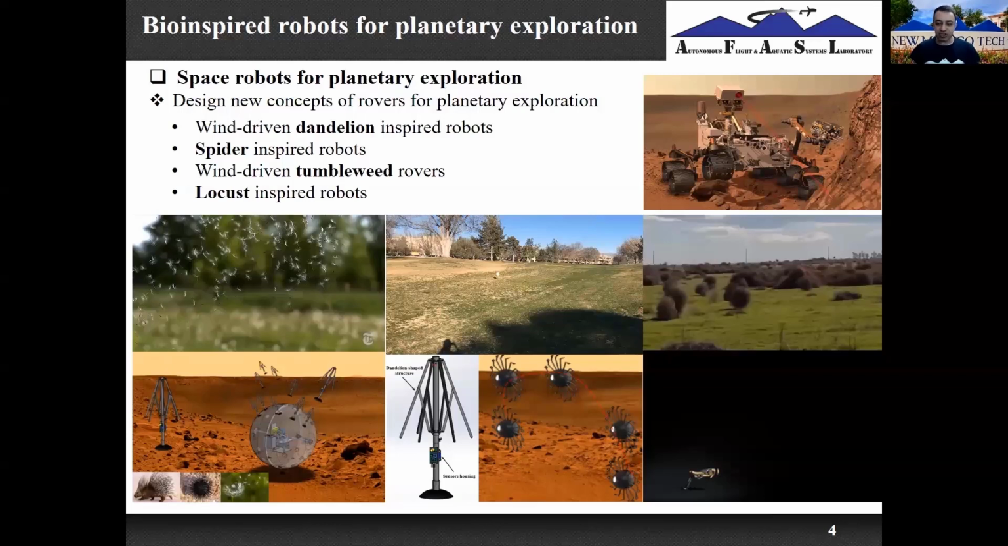Looking at nature, we find this species, the locusts, that show a very interesting behavior. They can fly and they can jump. So we want to design rovers with jumping capabilities that can perform different missions on the lunar surface. These are other projects where we can look at nature for designing robots or flying objects for planetary exploration.